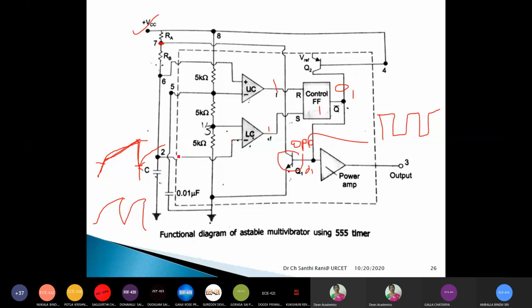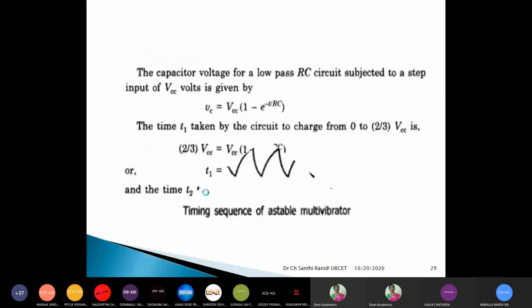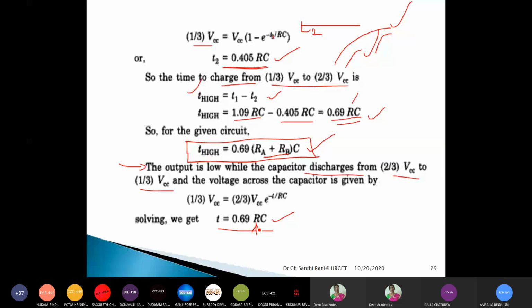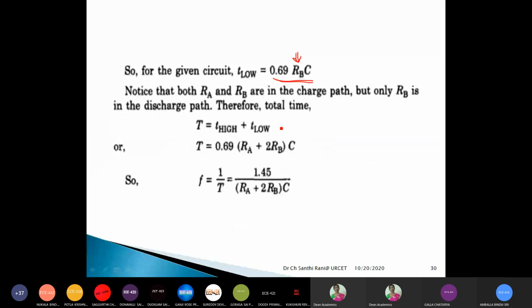So during charging process, the capacitor charges through RA and RB. Therefore, wherever we have R, we have written RA plus RB. Is it clear? Now during discharge process, discharge means when this transistor is in on condition, you just observe this transistor is connected to this junction. So now this capacitor discharges through RB and this short circuit. Therefore, during discharge path, only resistor RB is coming into picture. That's why for T low, I have written RB. This R is replaced with RB, right?